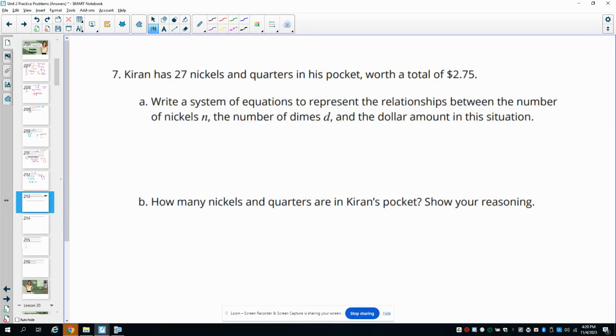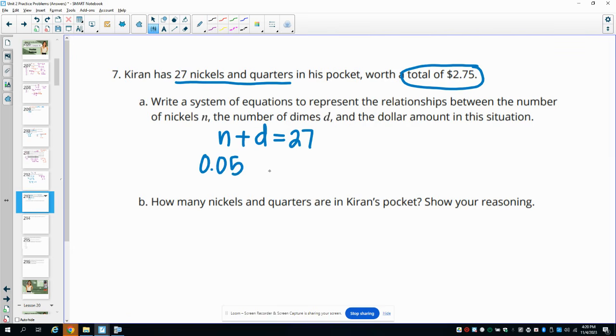Number 7, Kieran has 27 nickels and quarters in his pocket, worth a total of $2.75. Write a system of equations that represents the relationship between the number of nickels and quarters and the dollar amount. So we know that the number of nickels and quarters that he has in his pocket is 27. So n plus d equals 27. Then when we do the cost or the money portion of it, we know that nickels are 5 cents, so 0.05n. And then, quarters, nickels and quarters.